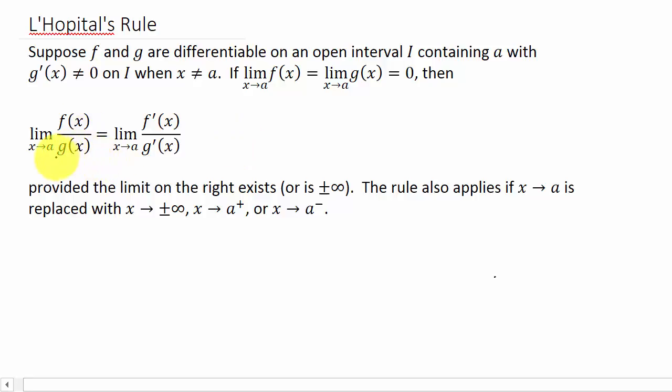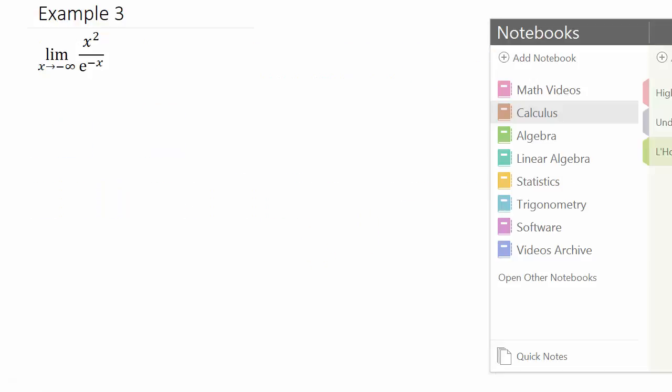Basically what it's saying is if you take a and you plug it in for x and you get 0 over 0, or infinity over infinity, negative infinity over negative infinity, then that's equal to the limit as x goes to a of the derivative of the numerator over the derivative of the denominator. And this x approaches a can be replaced with x goes to plus or minus infinity, or x approaches a from the right or the left. Alright, so let's take a look at an example.